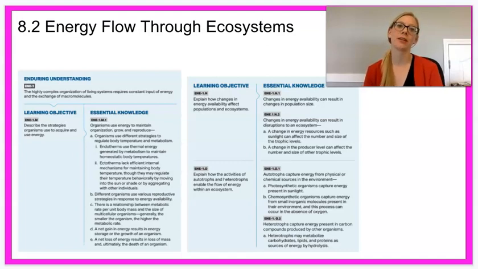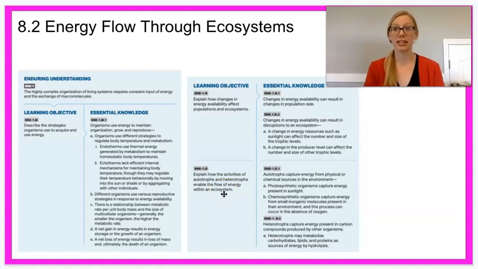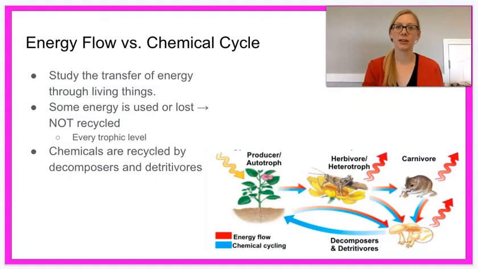Bustamante, and this video is about 8.2, which is energy flow through ecosystems. Actually, in this video, we're going to focus on the second half, as it's listed in the CED. We're going to explain how changes in energy availability affect populations of an ecosystem, and explain how the activities of autotrophs and heterotrophs enable the flow of energy in an ecosystem. And then we're going to come back to the other part in a different video. So let's go ahead and get started here.